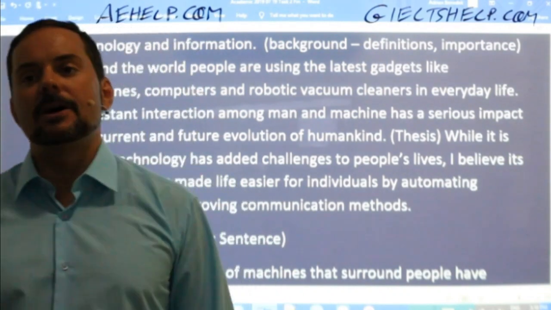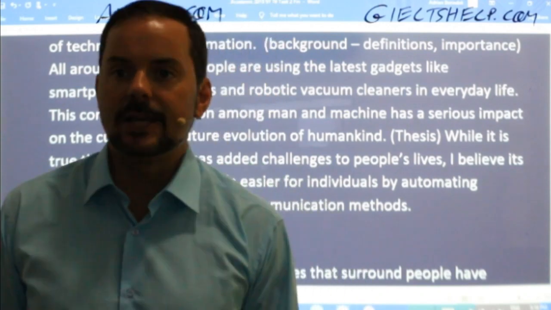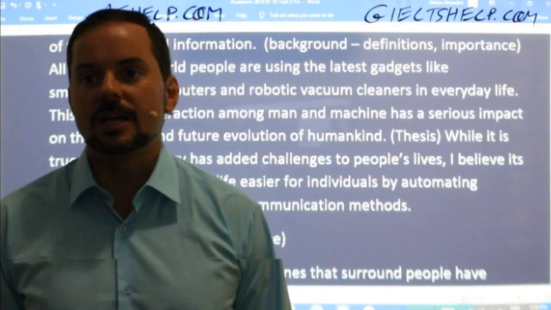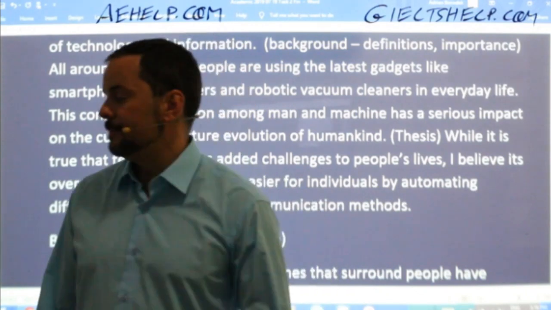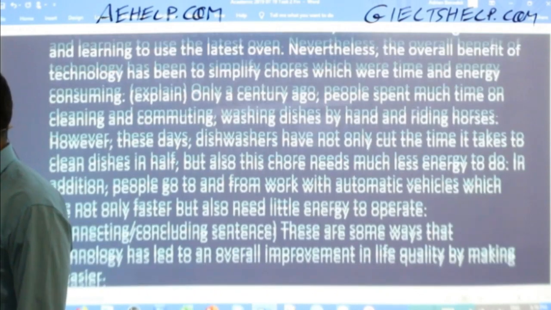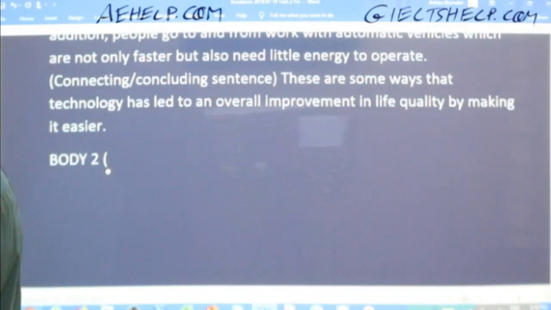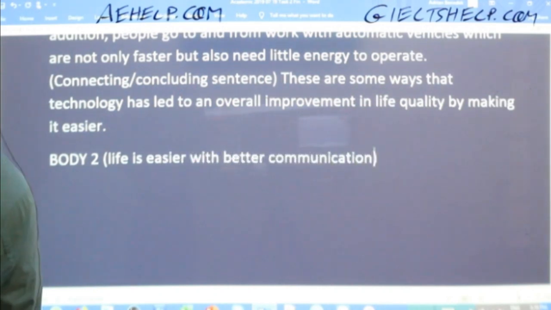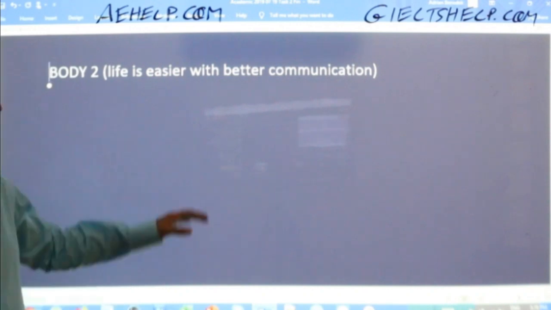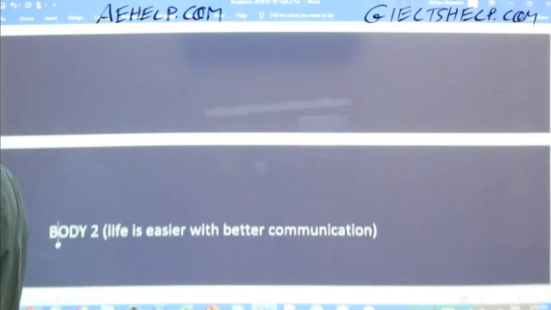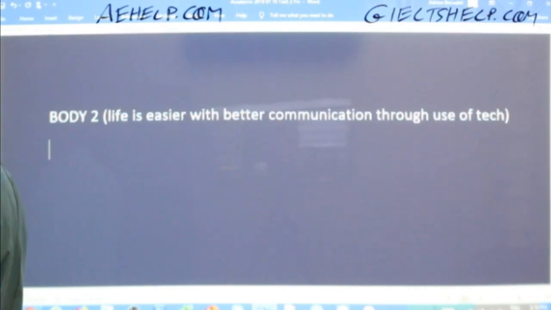Kartik Joshu says it should be about improving communication. That's right. Yeah, absolutely. Improving communication methods. Sure. Okay, you're right. Now, just be careful with that topic sentence. Remember, it needs a little bit more. Hint, hint. Okay. So, body paragraph 2, you're right. It's about life is easier with better communication through technology. So that's the idea of body paragraph 2. Sure. Now we need a topic sentence.